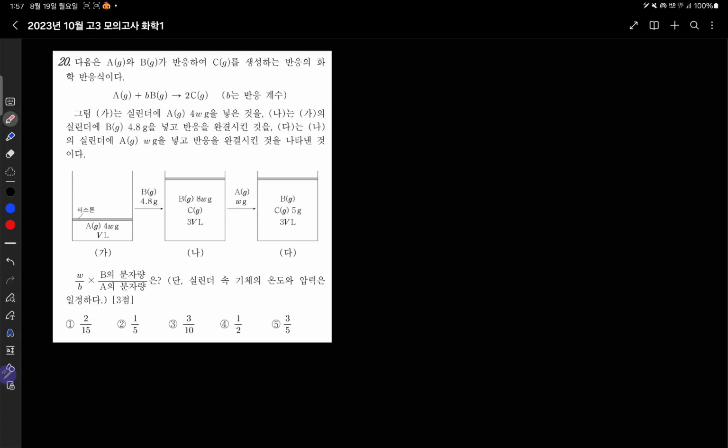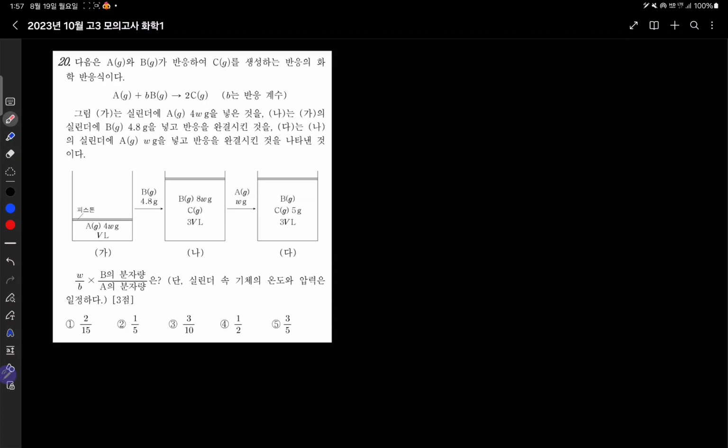It starts from gas A of 4 times W gram. And the volume of gas A initially is V liter. It reacts with gas B, and the mass of gas B is 4.8 gram.